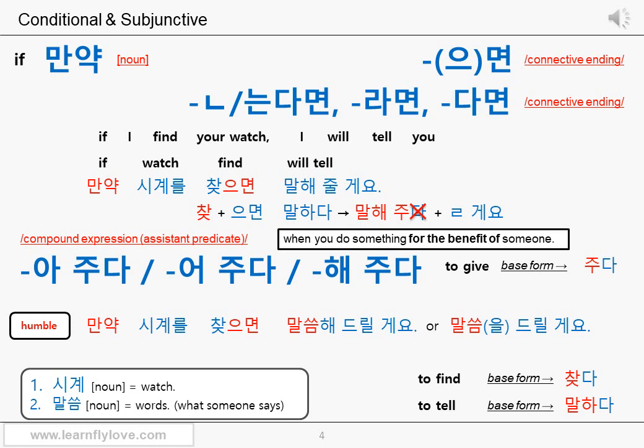Without the particle 을. Let's see the 만약 시계를 찾으면 part again. We didn't use a higher respect predicate for this part because the subject is I, and the 찾으면 part is an action of the subject I. You don't use higher respect form for yourself. Then let's see the second part.